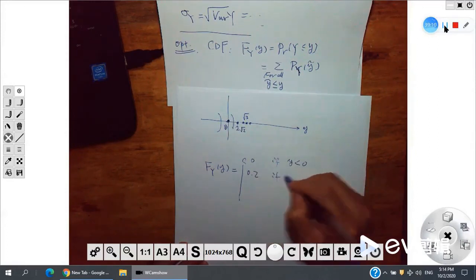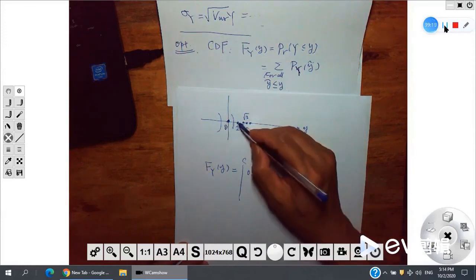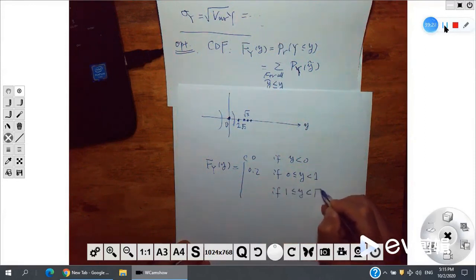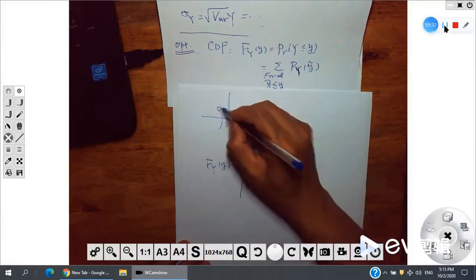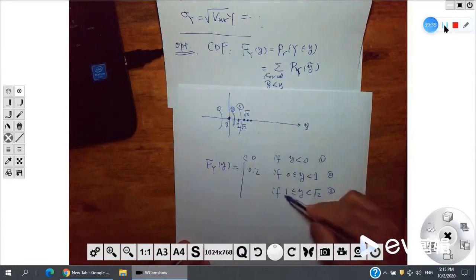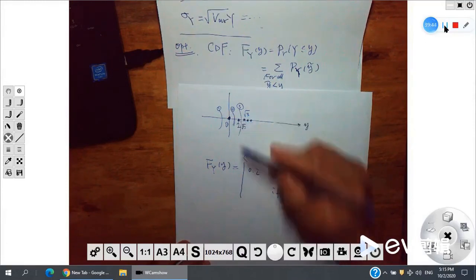If y is a value between 0 and 1, it cannot equal, but if it is equal to 1, you will have one more possible value. Okay. And now 1 smaller than or equal to y, smaller than square root of 2 is here. I say this is 1, this is 2. For this, we have 2 possible values, right? Each with probability 0.2, so it's 0.4.